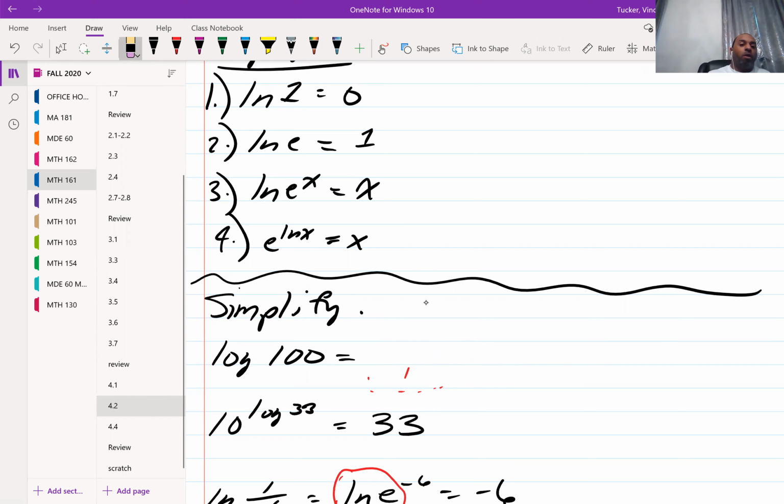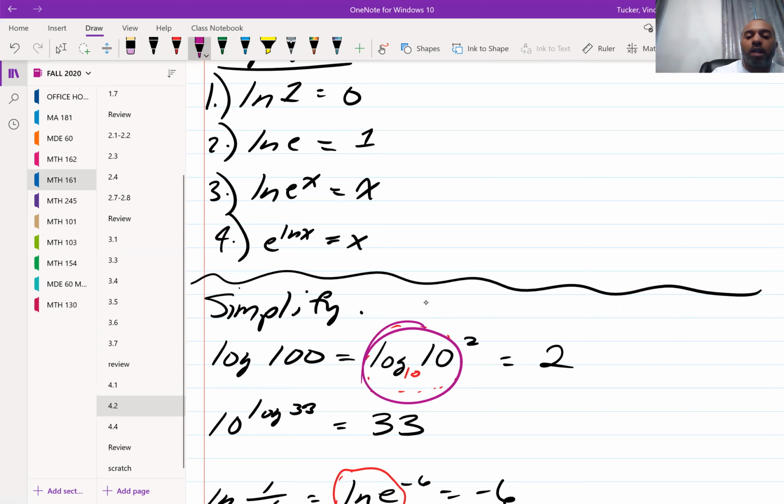So let's say you're presented with log of 100 and they ask you to simplify. Then you would break down the 100 into 10 squared. That's 10 times 10. And the reason why you do that is because the base is 10. And so that piece right there will cancel out for us, leaving us with just the exponent of 2.